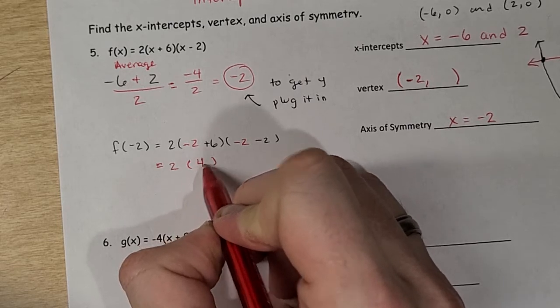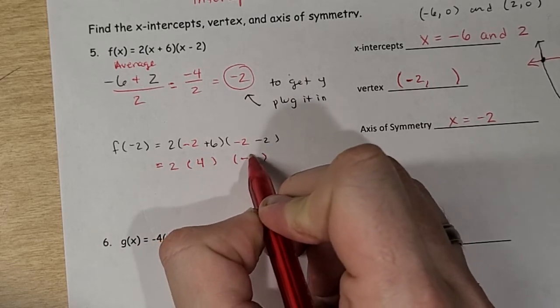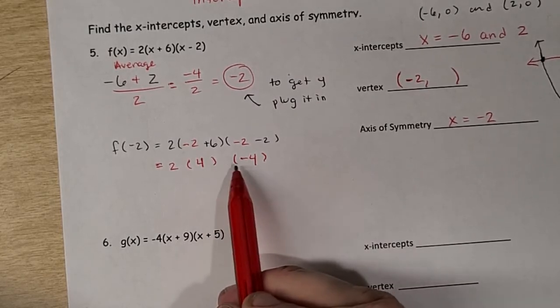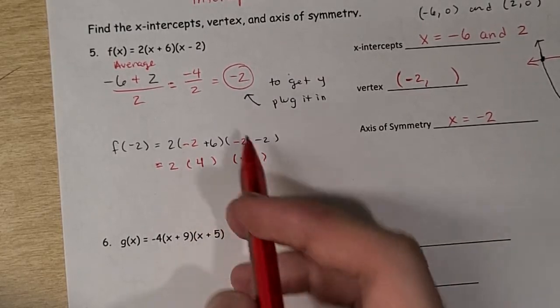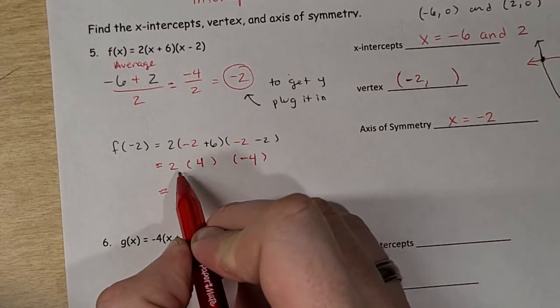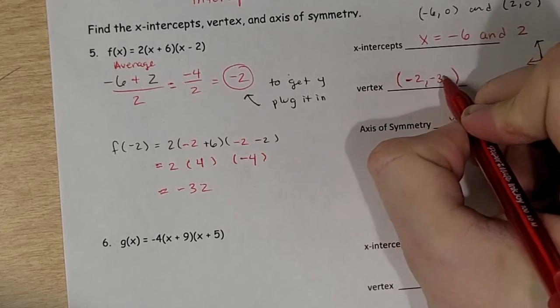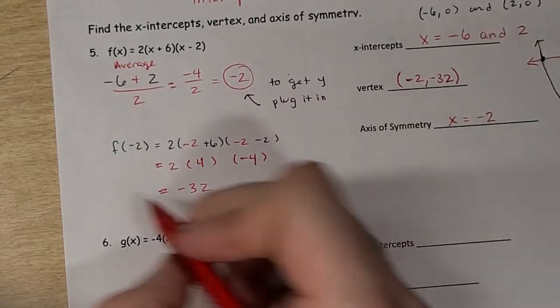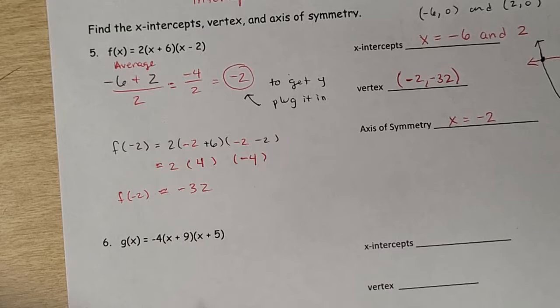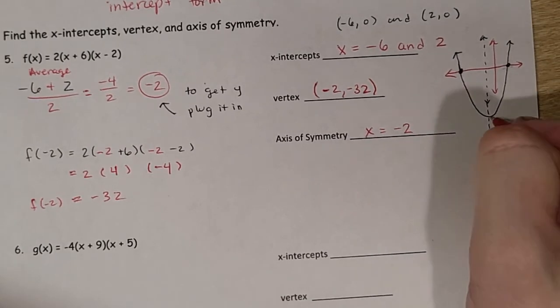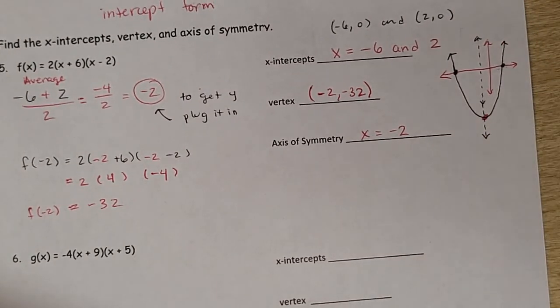Negative 2 plus 6 is 4. Negative 2 minus 2 is a negative 4. This stuff is going to happen every single time where both numbers are the same, but one's positive, one's negative. And then 2 times 4 times negative 4 is a negative 32. Boom. So f of negative 2, meaning when x is negative 2, y is negative 32, and that is the vertex. That would be way the heck down here on my graph. Obviously not drawn to scale there. That's it.